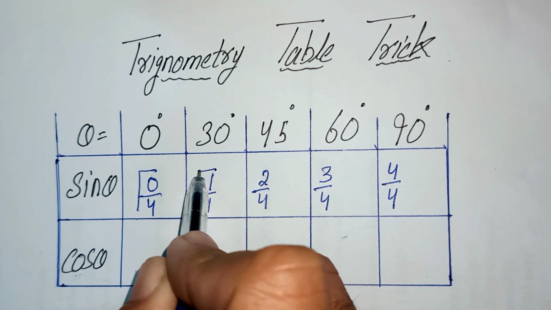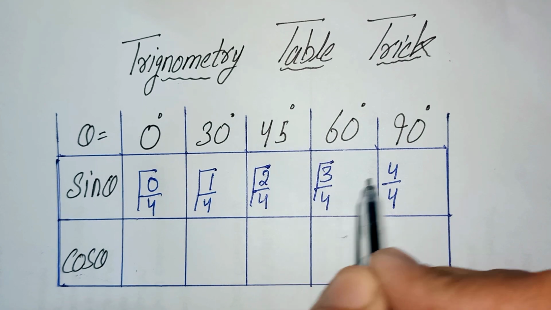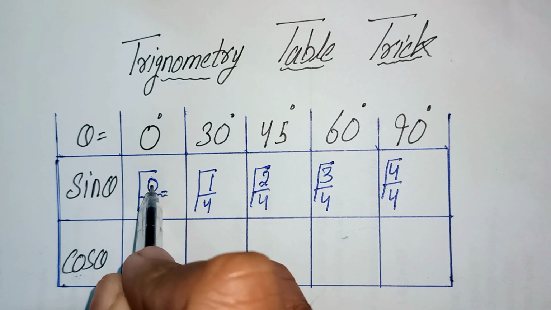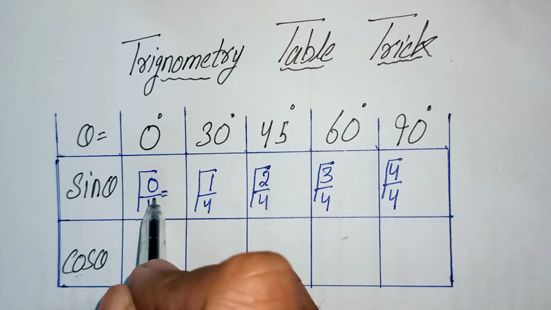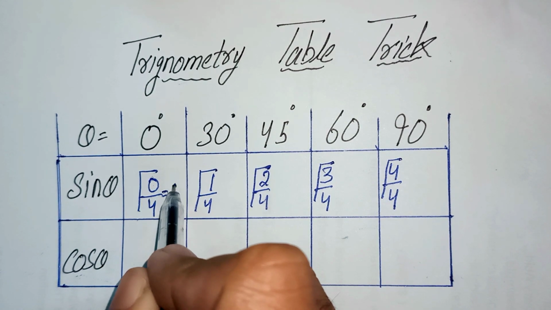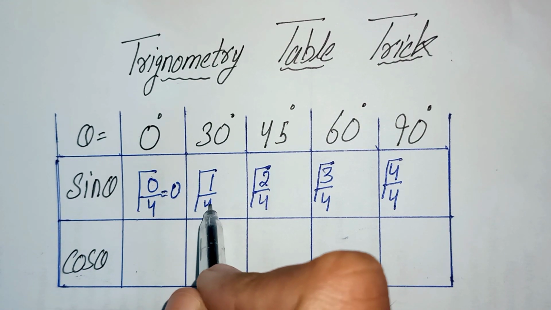Now take the square root of each. When the numerator is 0, the answer is 0. So sine 0 is equal to 0.